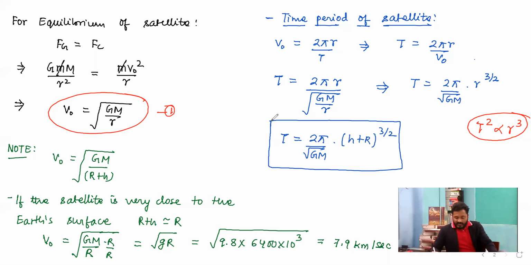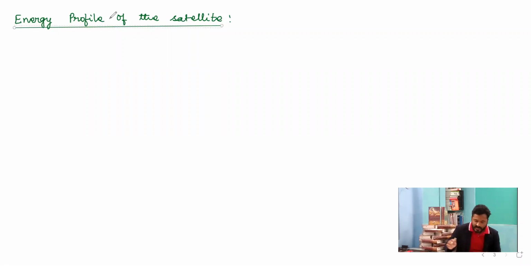Now we are going to discuss another aspect, that is the energy profile of the satellite. When we talk about energy, we will be discussing three basic aspects, that is potential energy, kinetic energy, and the total energy of the satellite. The first thing that we begin with is the concept of potential energy.